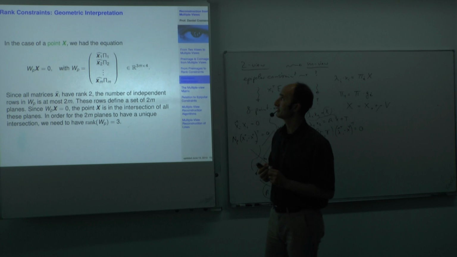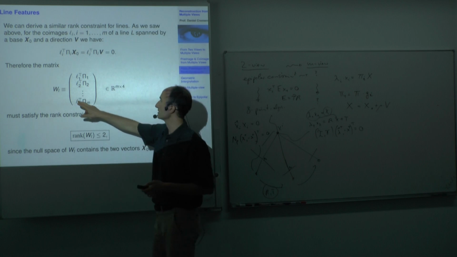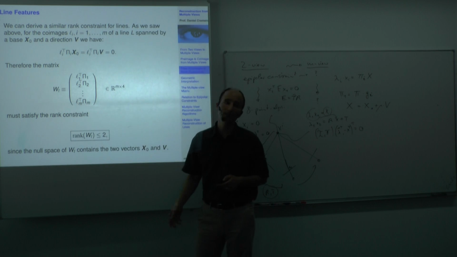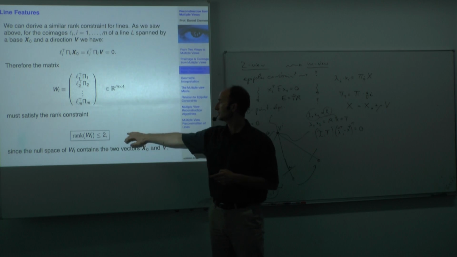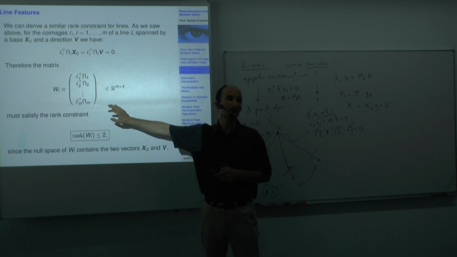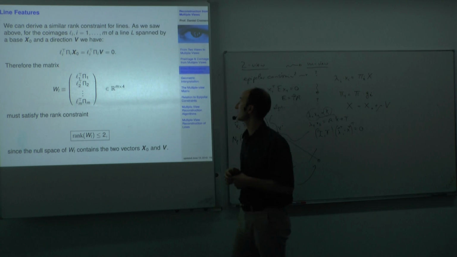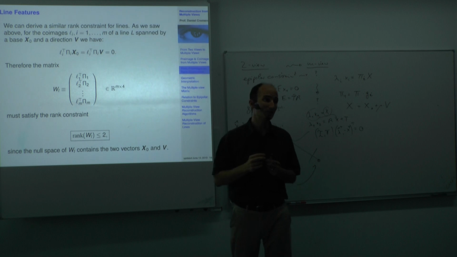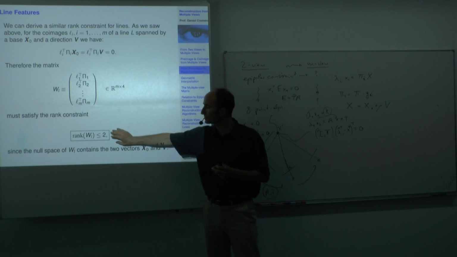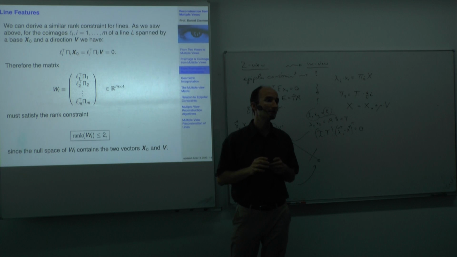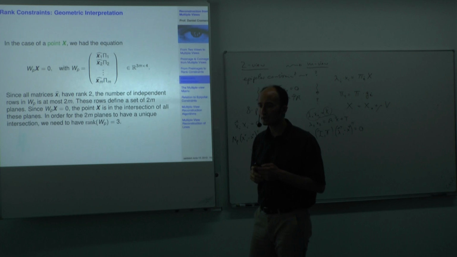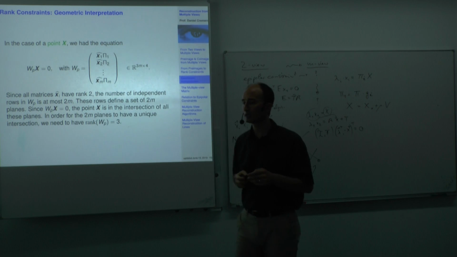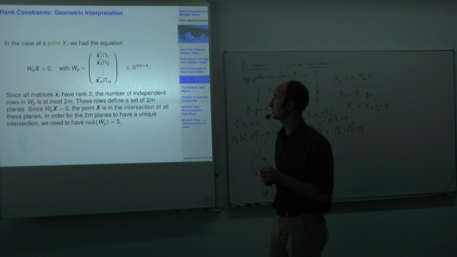Maybe a geometric interpretation. We now saw rank constraints for these matrices that are called WL for the case of lines and WP for the case of points. And we saw that the rank constraint tells us something about the existence of a pre-image. This is why I call this section from pre-images to rank constraints, because it is the rank constraint that tells us there exists a pre-image. What I want to show you now is the geometric interpretation of these rank constraints.